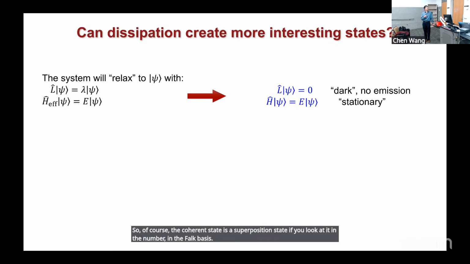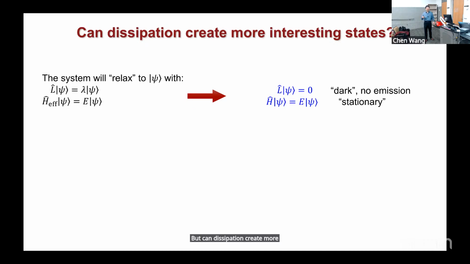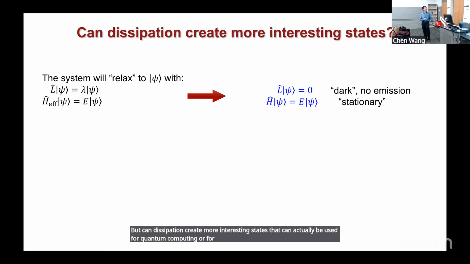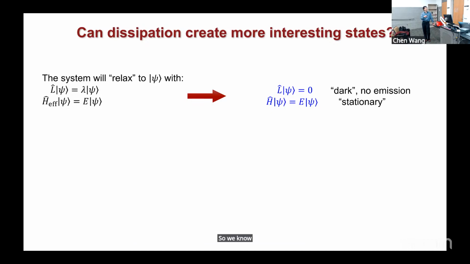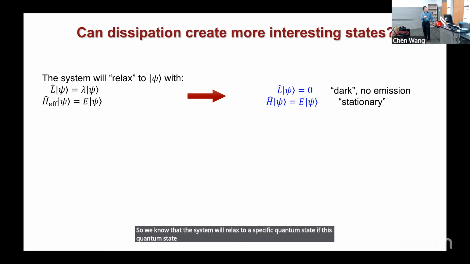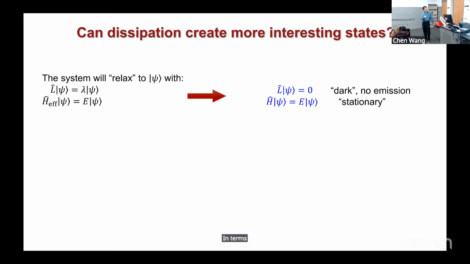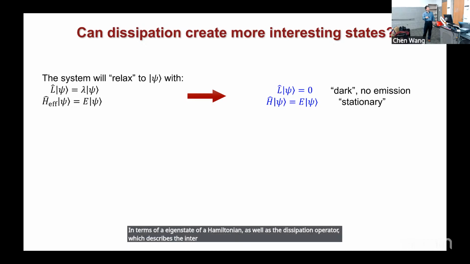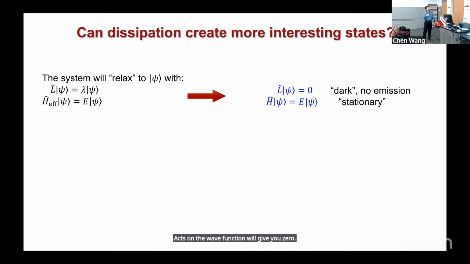But can dissipation create more interesting states that can actually be used for quantum computing or for other sorts of information processing? So we know that the system will relax to a specific quantum state if this quantum state is a stationary state, an eigenstate of the Hamiltonian, and the dissipation operator, which describes the interaction of the system with the environment, acts on the wave function and gives you 0. This is known as the dark state condition.